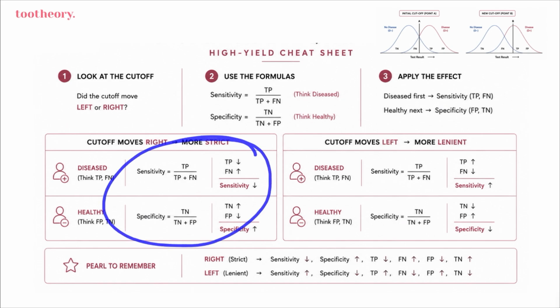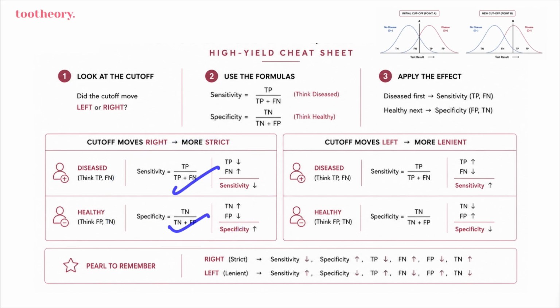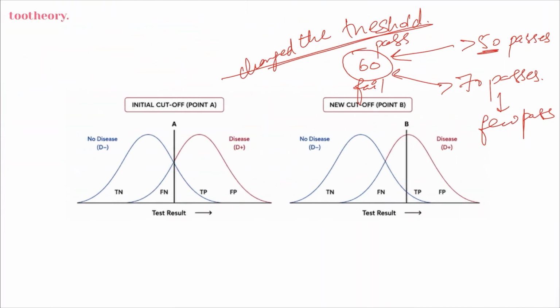So you just need to know the formulas, and the same goes for specificity. If they talk about a healthy population, you know you need to think about the false positive and the true negative values. And you can see that because moving right means that the test is becoming more specific, the specificity is increasing, which means the true negative, which was originally this much, is now increased to this much.